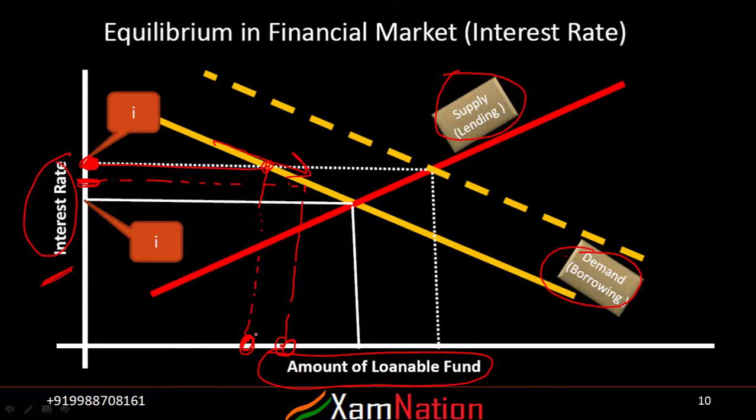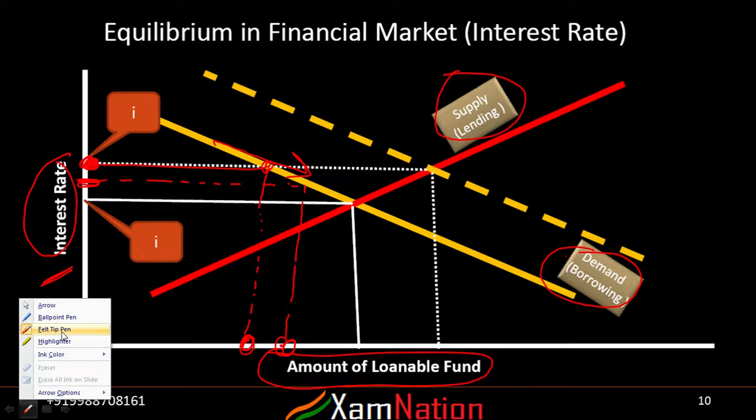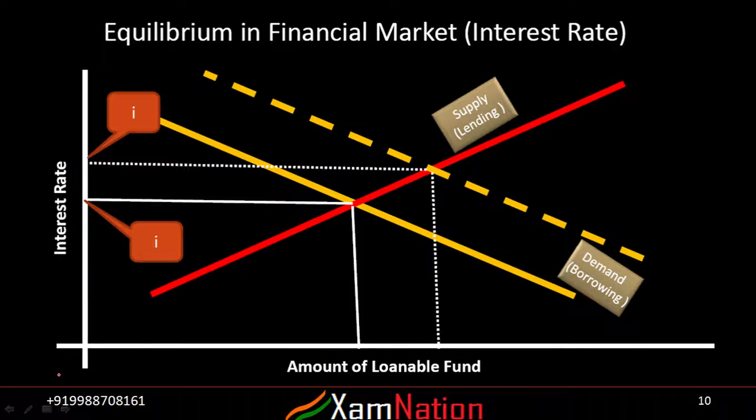Whereas in the case of lending, exactly the opposite happens. As the interest rate decreases, the amount of fund available for giving loans will decrease. Why? You can understand that by yourself. Let's say you have 100 rupees with you. If the interest rate is increasing, you are more willing to lend that money. If the interest rate is decreasing, you are less willing to lend that money. So that's why lending will always be upward sloping. The intersection point tells you the equilibrium interest rate in the market, where the demand for the loan and the supply of the loan are matching.